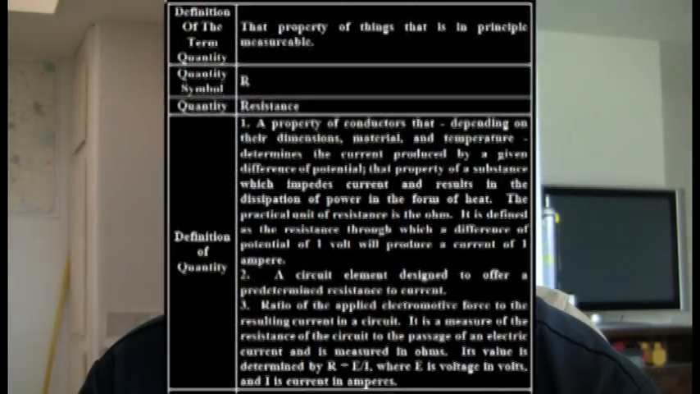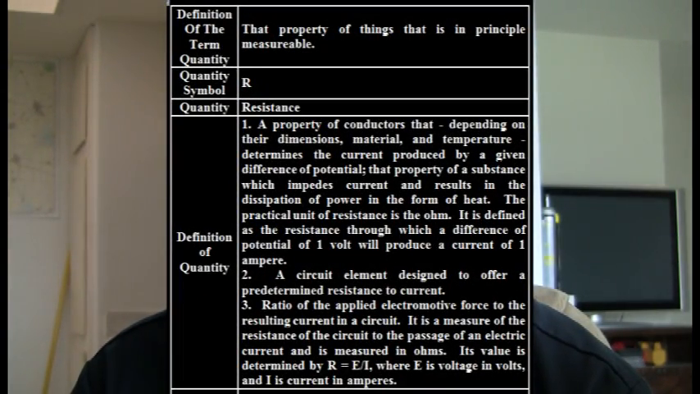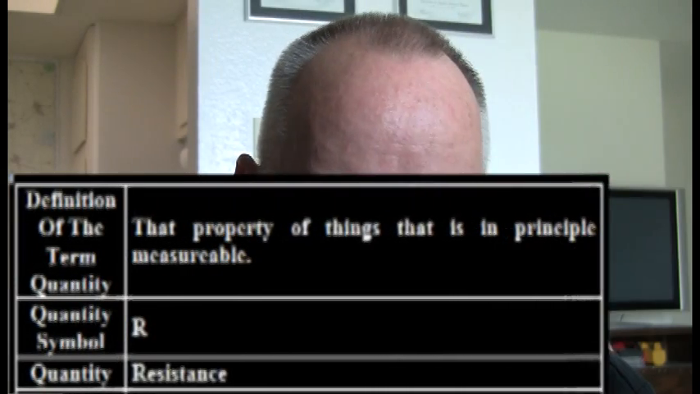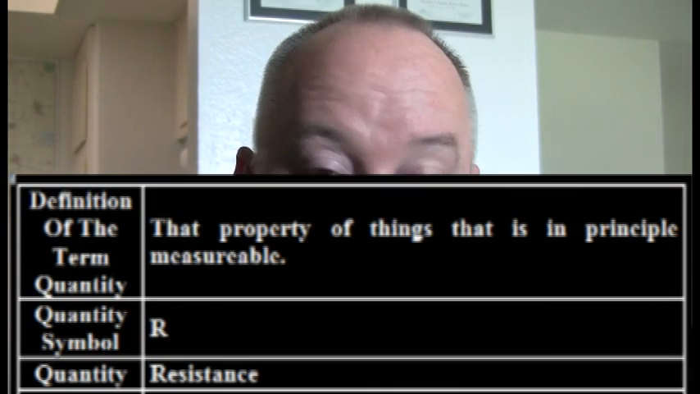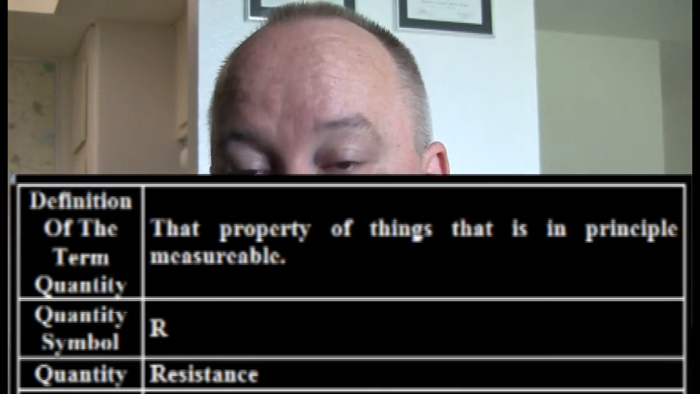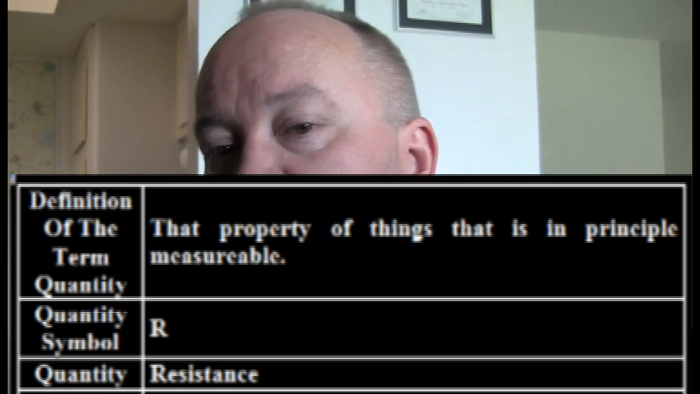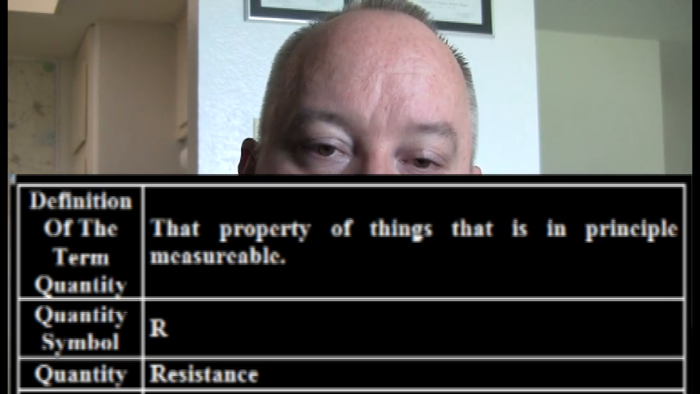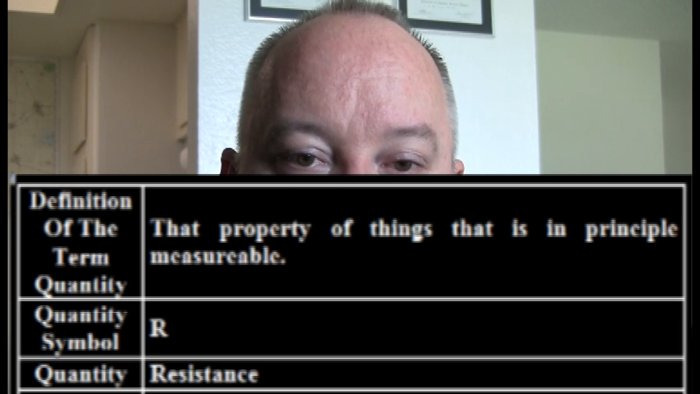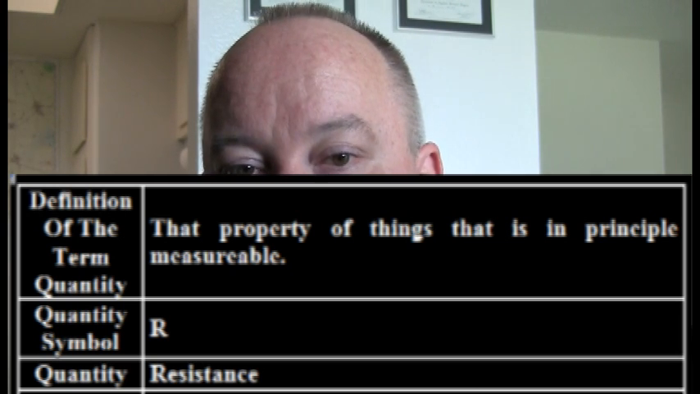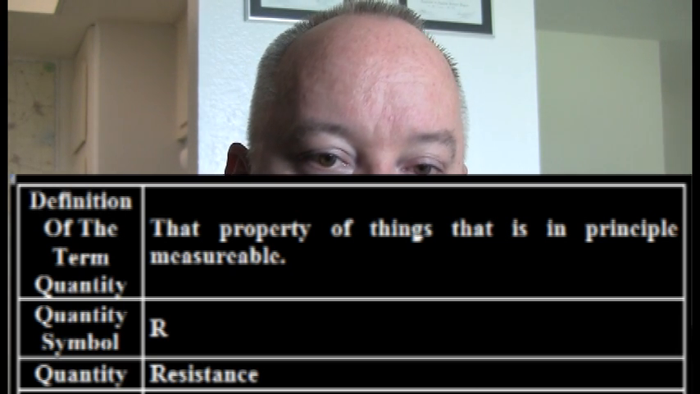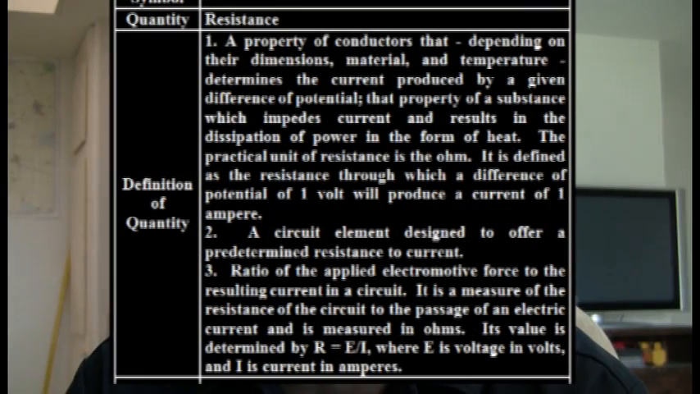So, the next thing, where are we at now? Oh yeah, we got to learn about resistance. So, let's take a look at this part of the chart here where we describe resistance. Again, quantity. The quantity is resistance. Quantity means what? That property of things that is in principle measurable. Okay, so we come down here to R, that's the symbol, capital R. And the quantity is resistance, and okay, so what's the definition of the quantity resistance? Well, you get into that pretty heavy here.